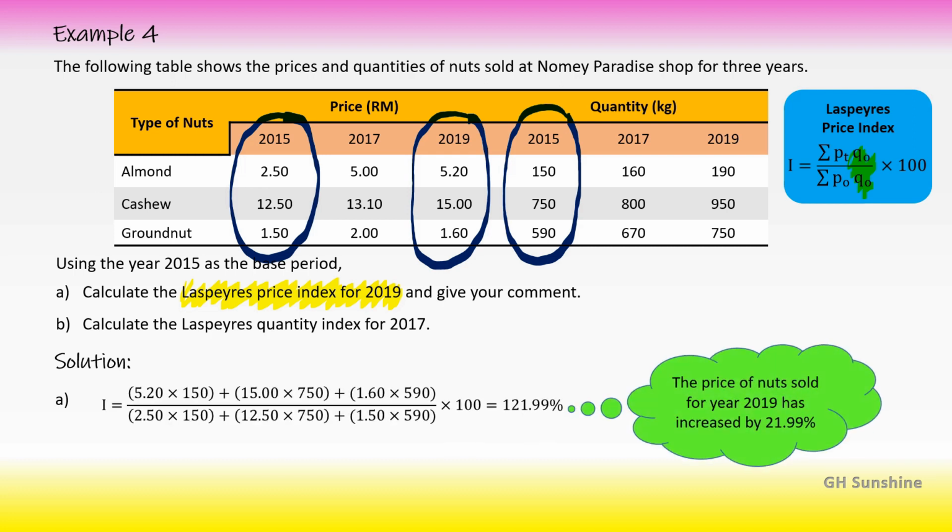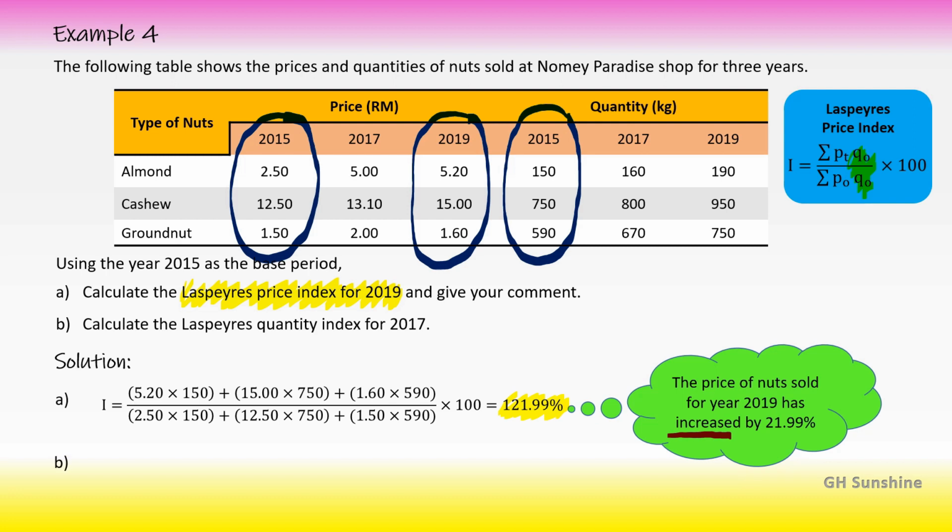At the end, you got 121.99%. Comment: the price of nuts sold for the year 2019 has increased by 21.99%. Why increase? Look at here. The value obtained is greater than 100%. That's why the price has increased. Okay, next we proceed to question B.